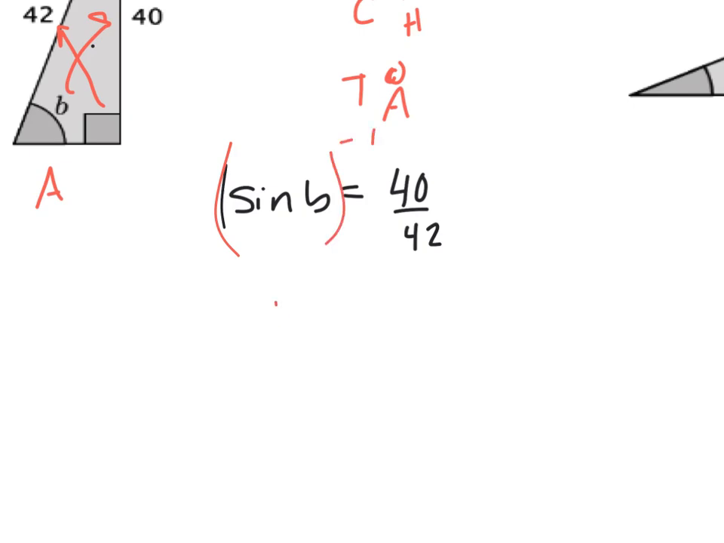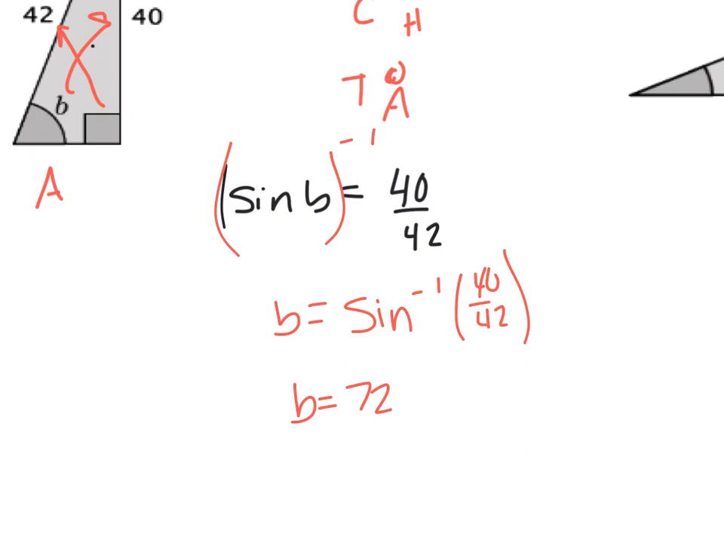I'm really getting B equals inverse sine, or arcsine, of 40 over 42. I type that into my calculator, and I'm going to get 72.2 degrees. That is your final answer.